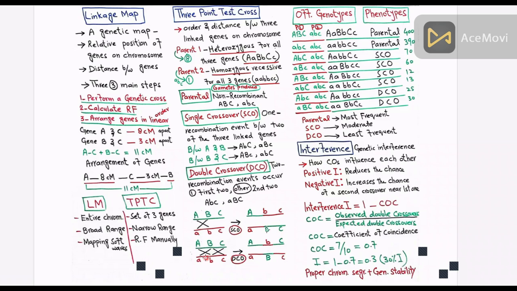And in double crossover, as we mentioned, there will be two recombination events, between the first two genes and the second two genes.